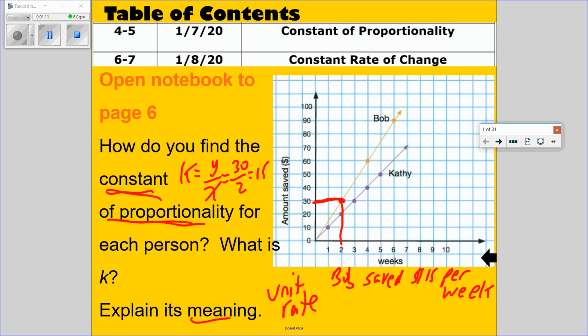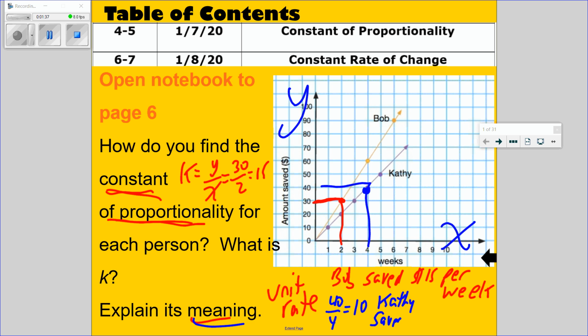Let's look at Kathy. So let's use this point for Kathy. It does not matter which point you use. $40 in 4 weeks. Oh, I forgot to label this as X. This is Y. We should have labeled your axes. 40 divided by 4 is 10. What does that explain in its meaning as a unit rate? It means Kathy saved $10 per week. That is why, if you look at Bob, he is going at a faster rate than Kathy, because he saves $5 extra per week than Kathy.